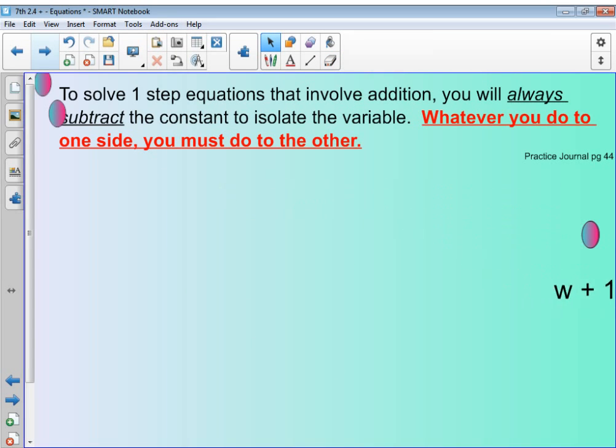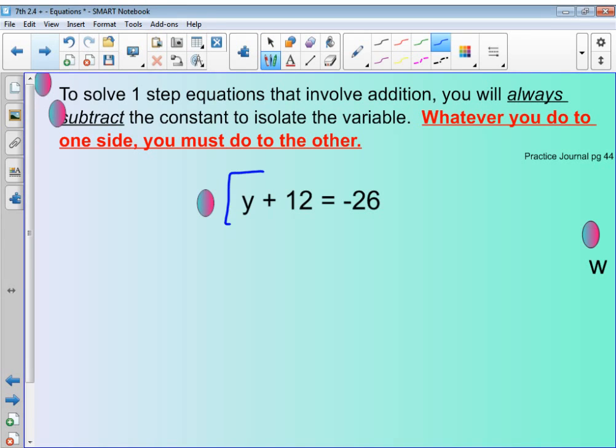Okay, let's try another one. Here I have y plus 12 equals negative 26. We want to work to get the y so that it just says y equals. Here's our equal sign. We need to get y by itself. Right now we have a positive 12 with it, or a plus 12. The opposite is minus 12, or a negative 12. Whatever we do to one side, we have to do to the other.